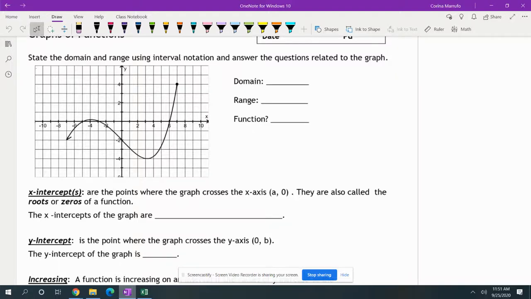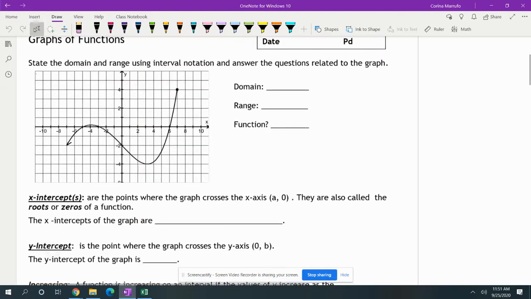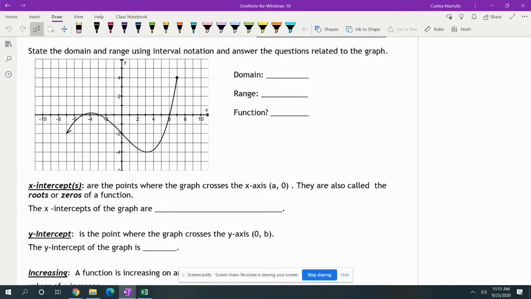So now what we're going to do is graphs of functions. We're going to do some key points on graphs. The first part says state the domain and range using interval notation and answer the questions related to the graph. So for domain, we're going to see how far does our graph go to the left.